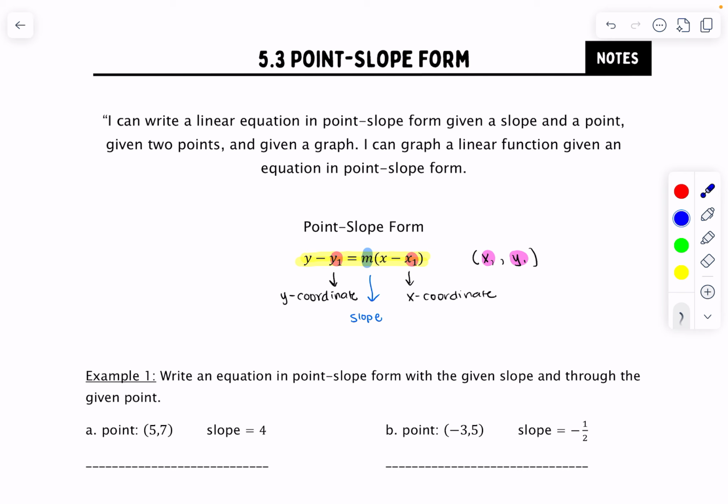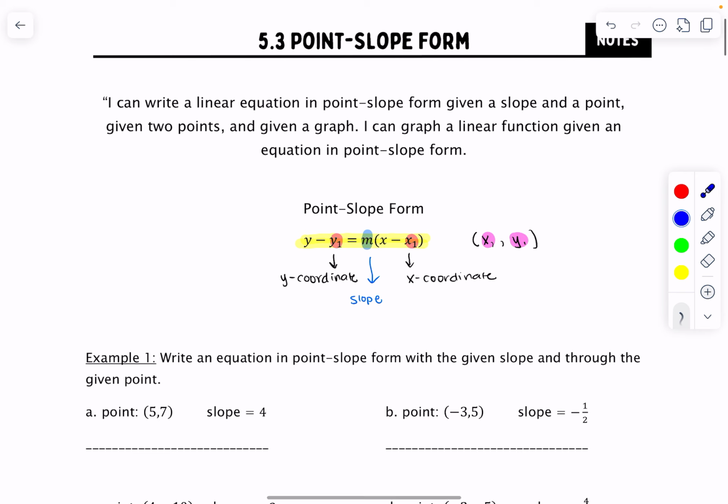The whole point of having this form is so we can look at the equation right away and find a point and find a slope by not doing really any math, just by looking at it. So let's make a note of that. The whole purpose of this form is that we can find the slope m and a point on the line, and that point on the line is (x1, y1). That's the basic definition of point-slope form.